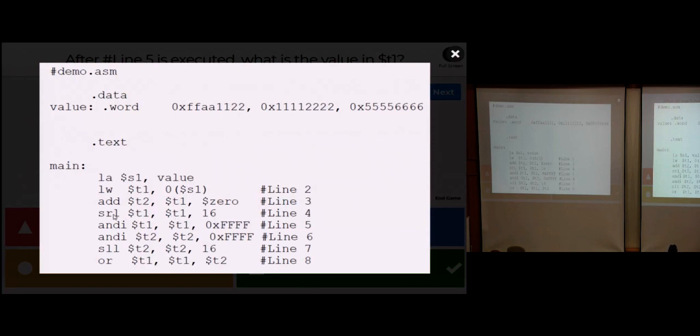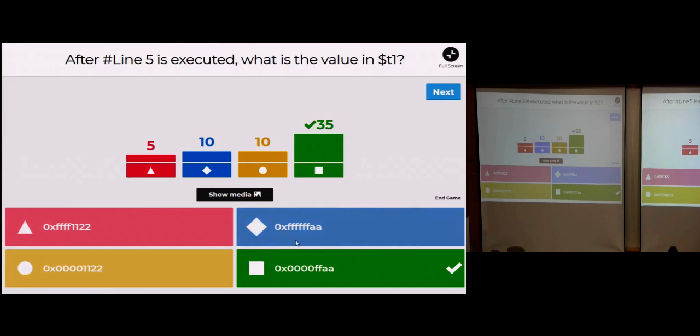Then we are doing a shift right operation by 16 bits, correct? That means the lower 16 bits will disappear, and what is left is the upper 16 bits. So the FFAA will move all the way down to here, and the upper 16 bits will become 0, correct? Then here I'm just doing an AND of T1 with FFFF back into T1. It is nothing more than keeping the FFAA at the bottom, and the upper 4 hex is 0. That is what we are trying to do here.